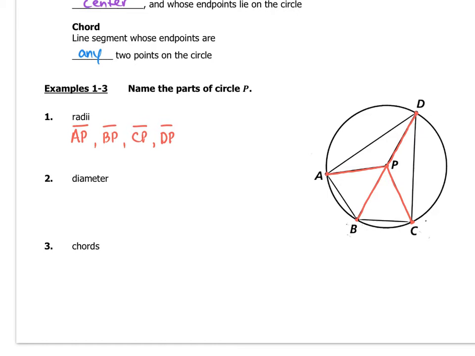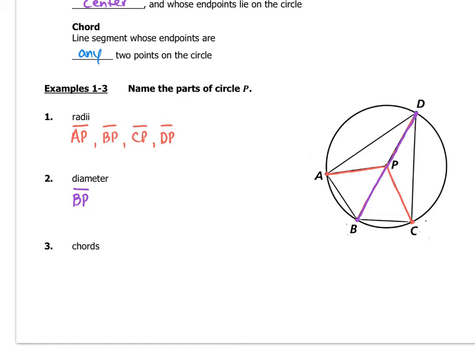Next, we're asked to identify any diameters of the circle. There is only one diameter drawn, and the diameter is the line segment from B to D. Remember, a diameter has to have endpoints on the circle, and it has to pass through the center. And so line segment BD is the only line segment that does that here.